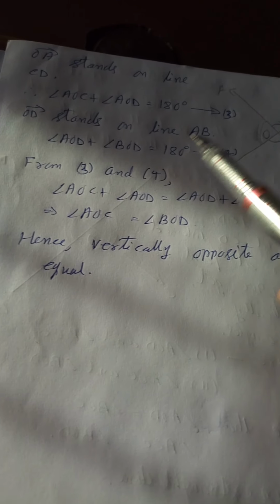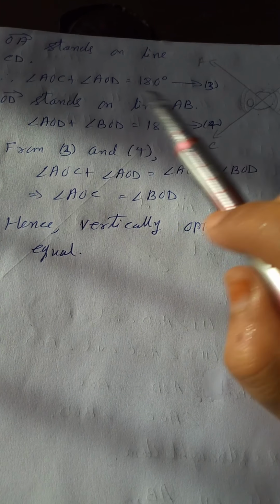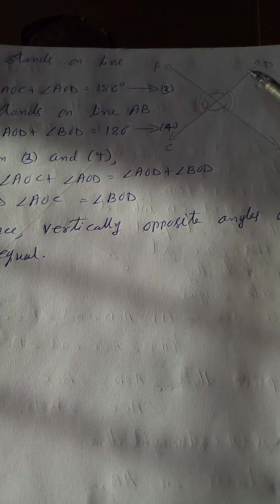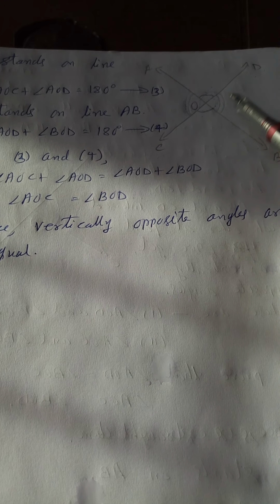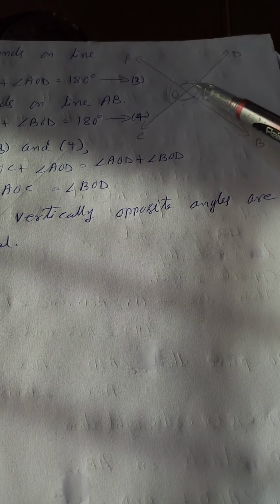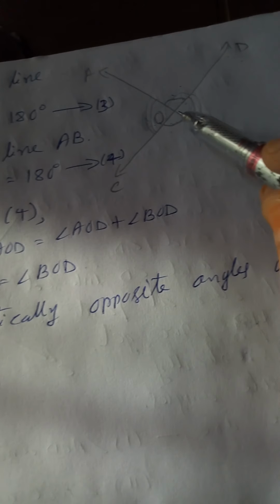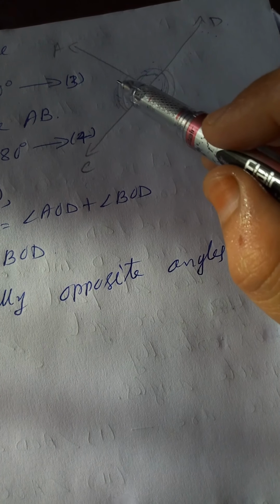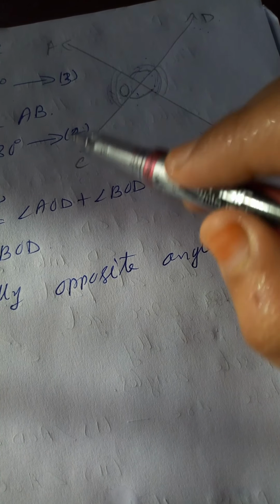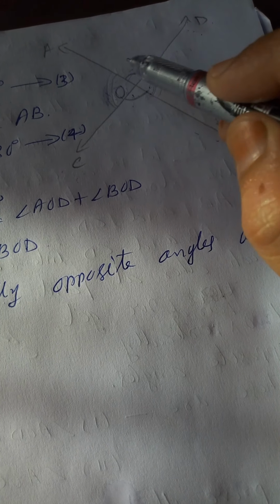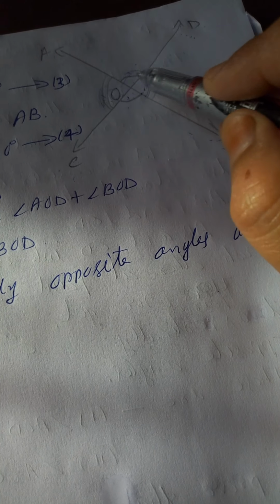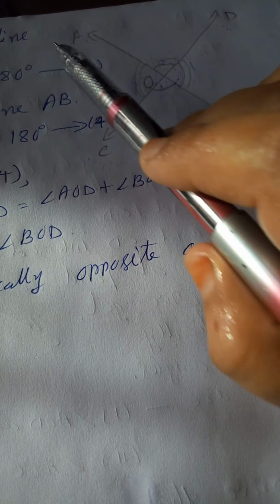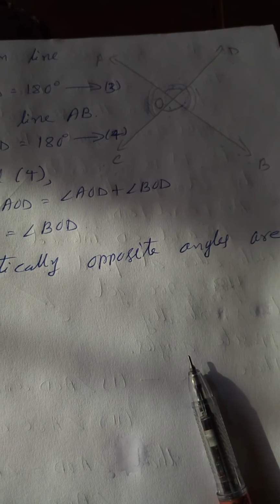Yes or not? So see, OD stands on the line AB. So angle AOD plus angle BOD is equal to 180 degree. When OA stands on the line CD, then angle AOC plus angle AOD is equal to 180 degree. So this is equation number 3. This is equation number 4.